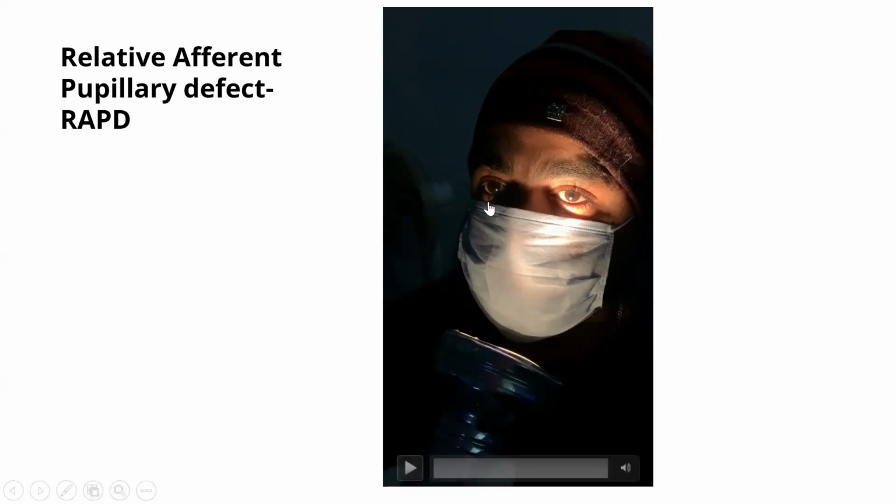As soon as you swing light from right to left, it dilates a little bit. When you swing back the light from left to right, both your pupils constrict. So this is called relative afferent pupillary defect, or otherwise called Marcus Gunn pupil.